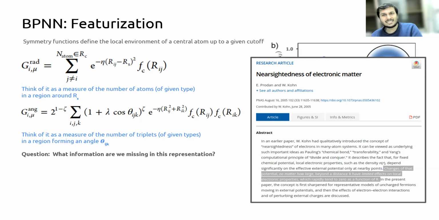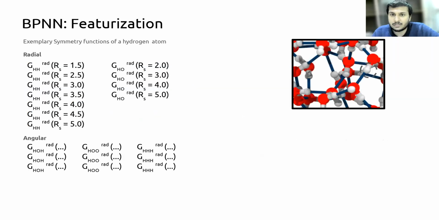Therefore, it makes sense to use these so-called local features around a given atom, because at the end of the day, we will benefit from this nearsightedness of our electronic properties. And because of that, the atoms which will have the most impact on the electronic energy of a particular atom will be its neighbors. All right.